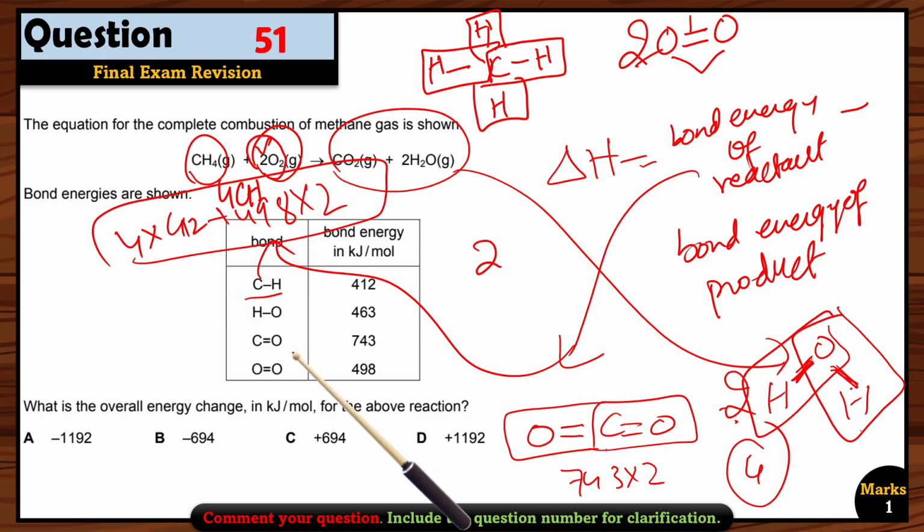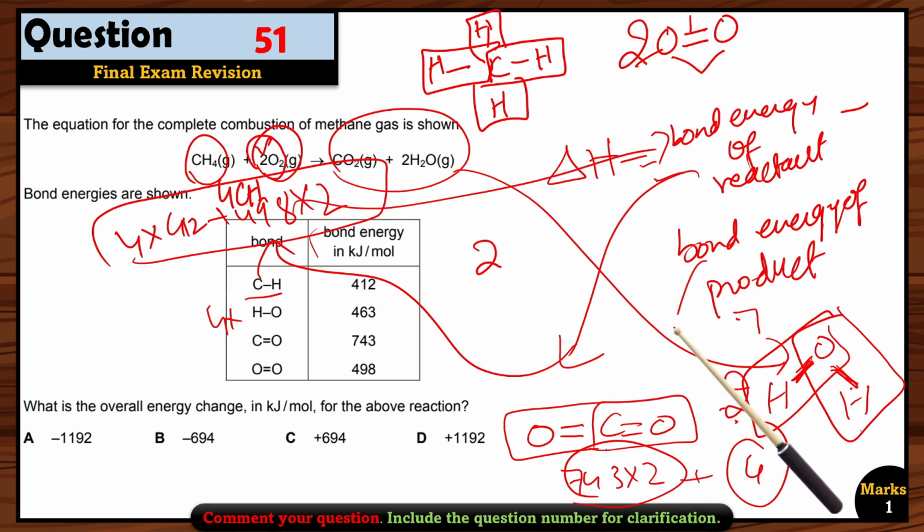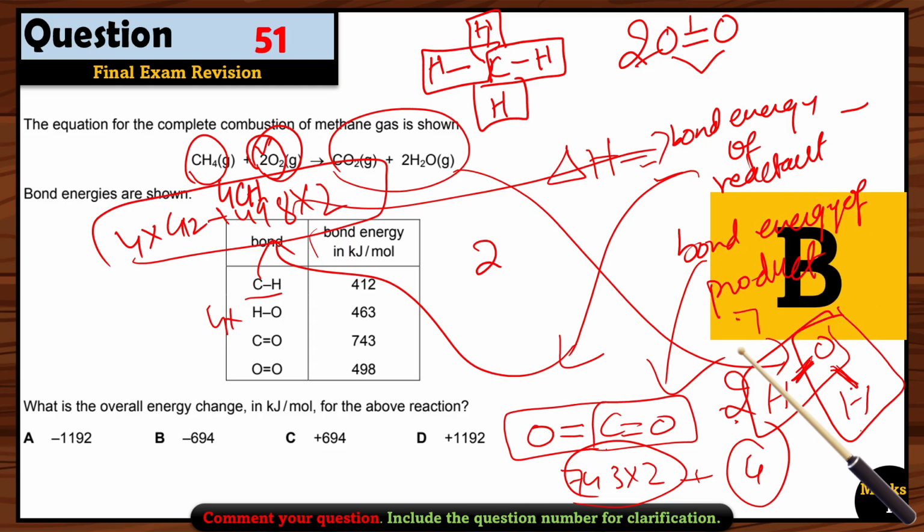So your answer should be 4 into 463 plus 743 into 2. So this value will come here and this one will come here. Then you can calculate the difference and you will know the right answer. So please always draw the structural formulas for calculating the right answers. Otherwise, you can make a mistake in the calculation and your answer will be totally different. So the right option is B.